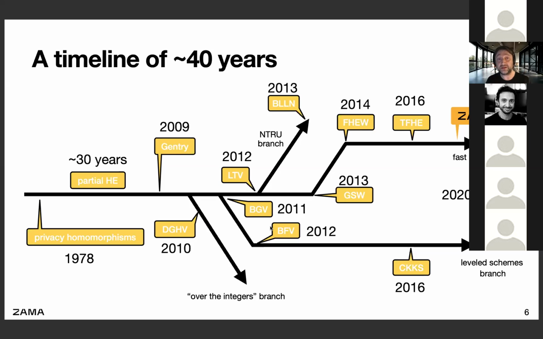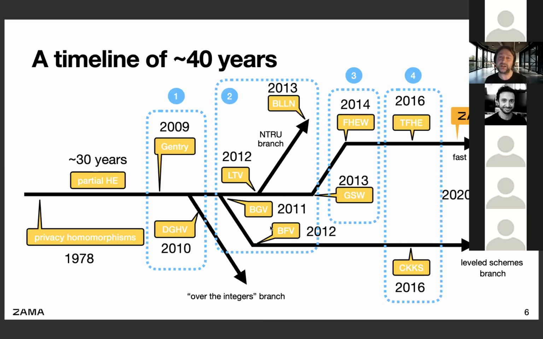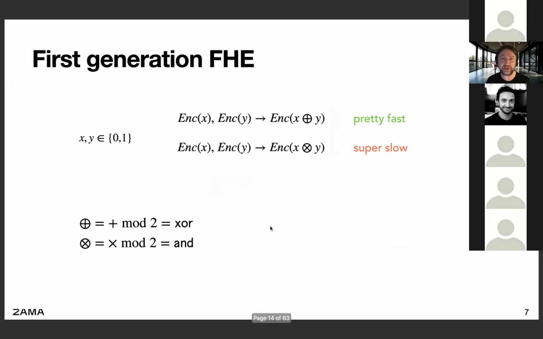Then after that, in 2011, 2012, a bunch of new schemes started to appear. And I would say at this point, we're culminating with these two 4th generation schemes, TFHE and CKKS, because we can categorize this timeline into more or less 4 different generations, having distinct characteristics. So I'm going to explain a little bit more what these different generations are.